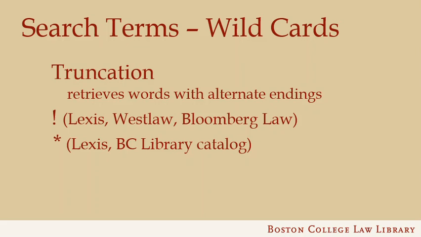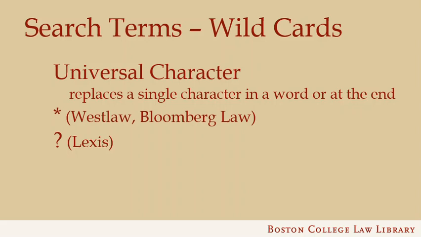Bloomberg News searching uses different universal characters, so before you run a news search on Bloomberg Law, check the help screens. The other wildcard is the universal character. It replaces a single character, usually in the middle of a word, but sometimes at the end. Westlaw and Bloomberg Law use the asterisk as the universal character, but in Lexis, the question mark is the universal character, although at one time Lexis used the asterisk as well. There are other variations on how the universal character can be used, so again I want to remind you to check the help messages when you are crafting a search in a system that you only use on an occasional basis.